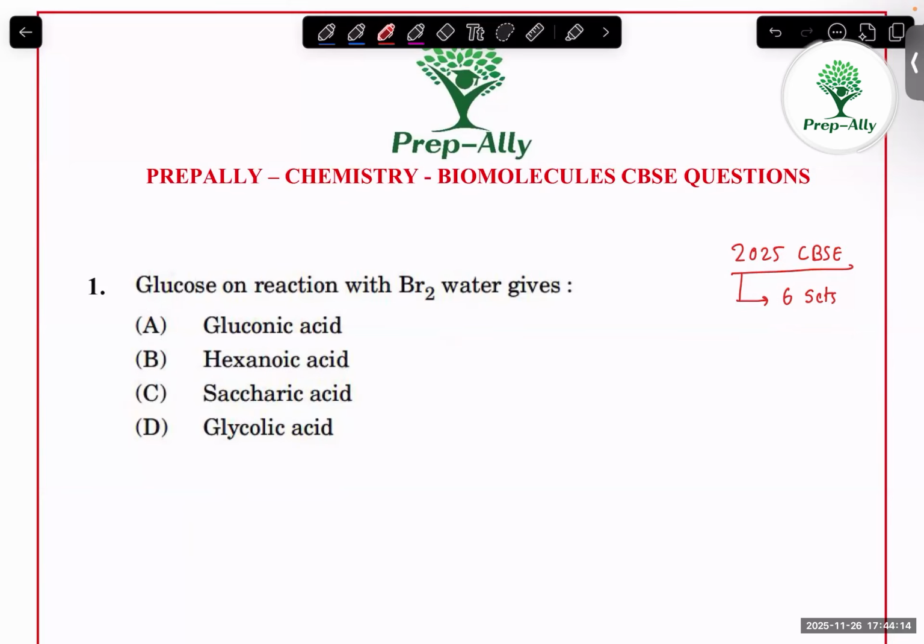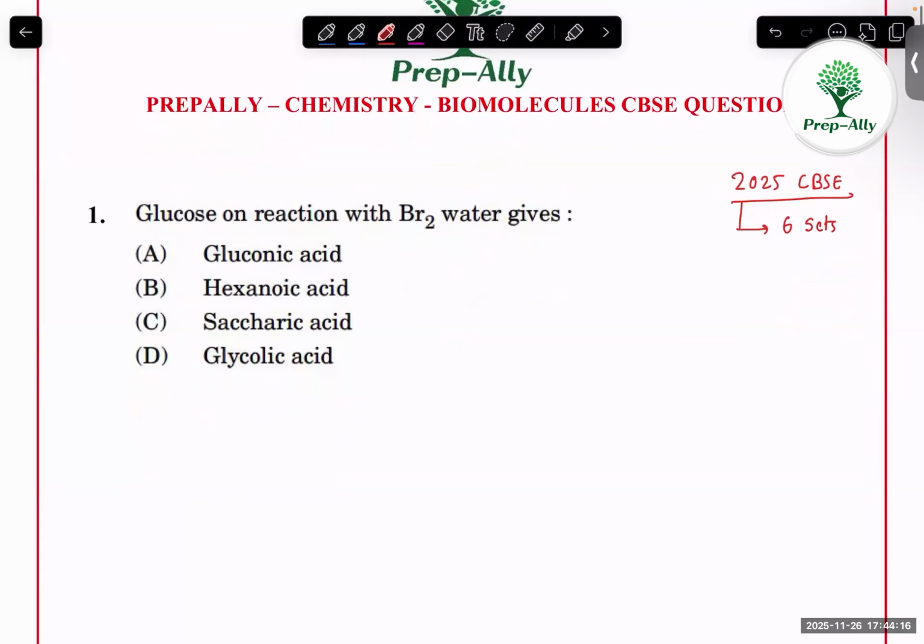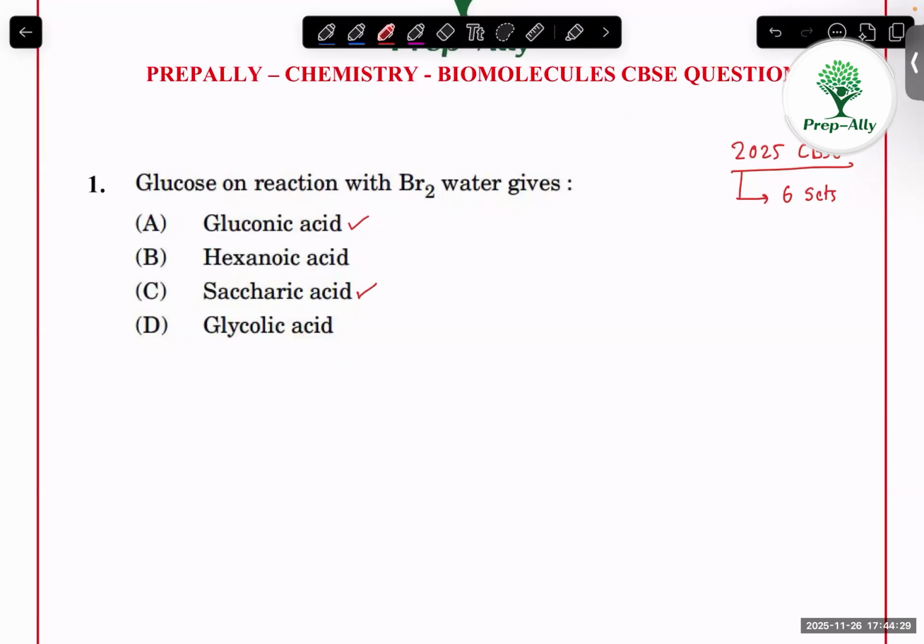So first question is glucose on reaction with bromine water gives. So first of all, the only confusion which you will be having in this particular question is whether it will be gluconic acid or saccharic acid. So if you know that any of these can be there, you can eliminate the remaining two options.